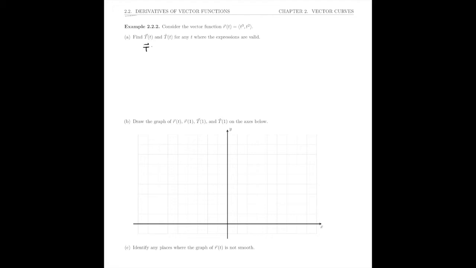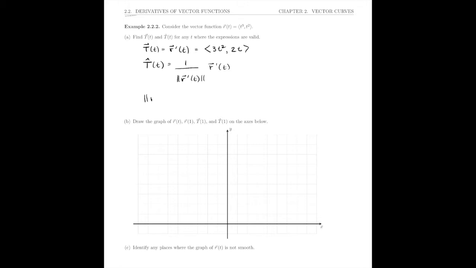The tangent vector, you'll remember from the last video, is just another notation for r prime of t. And since we have a vector comprised entirely of polynomials, taking the derivative is very easy. So we get T of t, which is r prime of t, is 3t squared and 2t. Now we also want T hat of t, which is 1 over the length of r prime of t times r prime of t. So we need the length of the derivative vector.